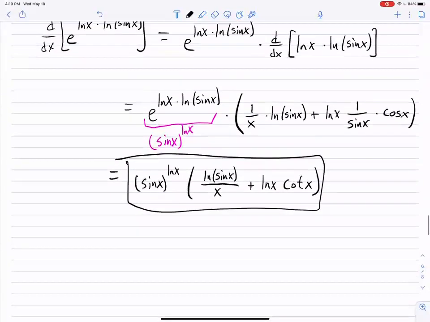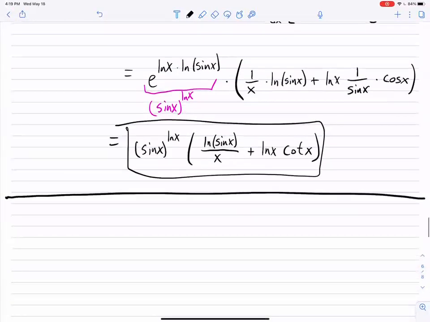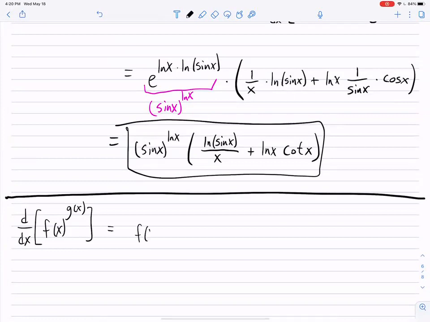And so in general, let me give you a general way to tackle these. The derivative d dx of a function f of x raised to a function g of x, how do we do that in general? It will be equal to the function f of x to the g of x, and then times the derivative d dx of natural log of f of x times g of x.